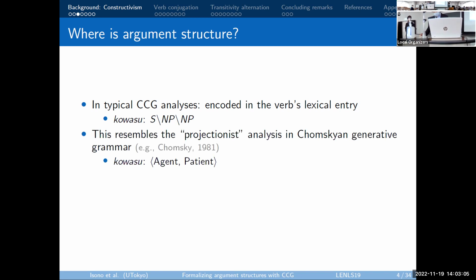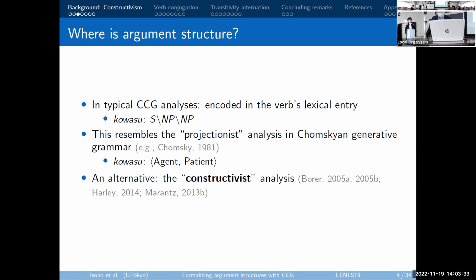This analysis resembles the so-called projectionist analysis in Chomskyan generative grammar, for example, in the government and binding framework in Chomsky 1981, in which kowasu would be associated with a list of arguments with particular thematic roles like agent and patient. And in a projectionist analysis, the argument structure is then projected to the verbal phrase. However, there is an alternative popular analysis of argument structure today called the constructivist analysis.